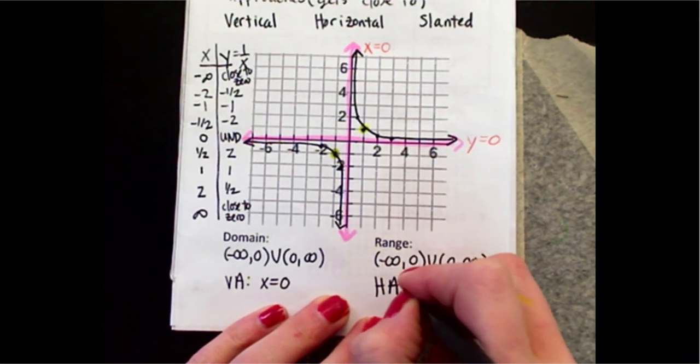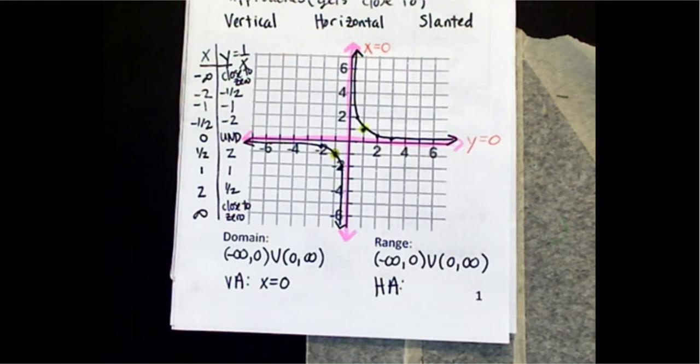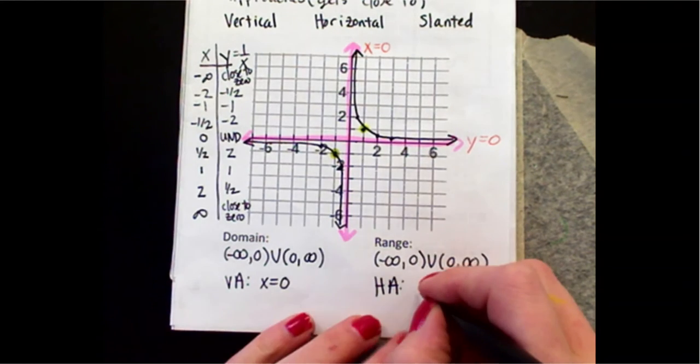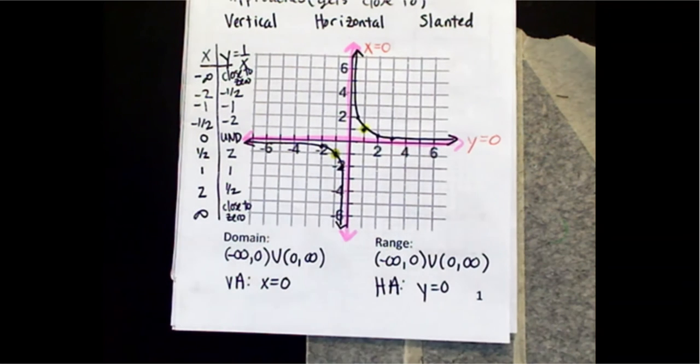Horizontal asymptote, HA, y equals 0. Notice that we are skipping over our horizontal asymptote in the range. There are some connections between the asymptotes and the domain and range. So vertical asymptote is for the x equals. Horizontal asymptote is for the y equals.